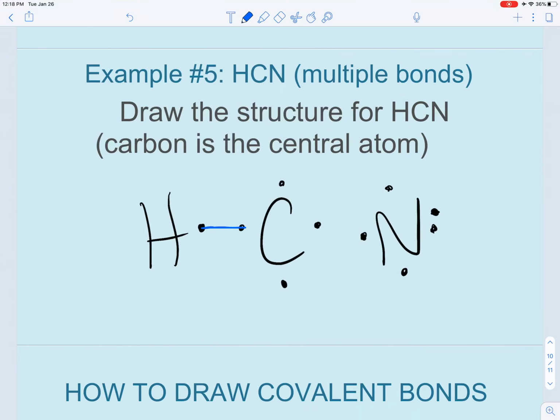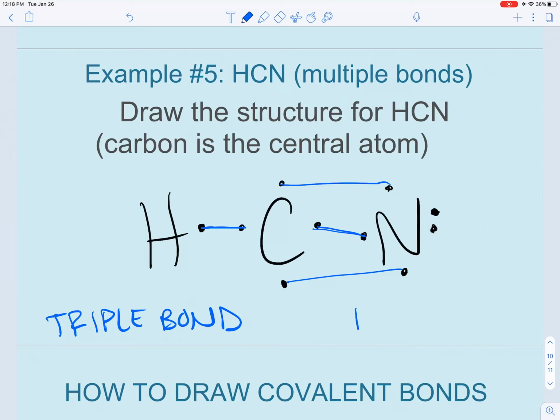That's 1 bond. And then carbon can form a bond with nitrogen here. And then notice I've got 2 more unpaired electrons here. And so what we just formed here is a triple bond. And if you want to redraw this, it looks more like this. Okay, so we're just pairing up unpaired electrons, really just connecting the dots here.